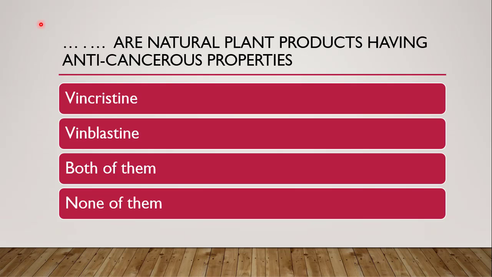Next question is, dash are natural plant products having anti-cancerous property. Whether it is vincristine, vinblastine, both of them or none of them. The correct answer is both of them, vincristine and vinblastine, which are nothing but vinca alkaloids obtained from periwinkle flowers, which we all very well know, commonly known as Catharanthus roseus. So vincristine and vinblastine are the natural plant products which have anti-cancerous properties.